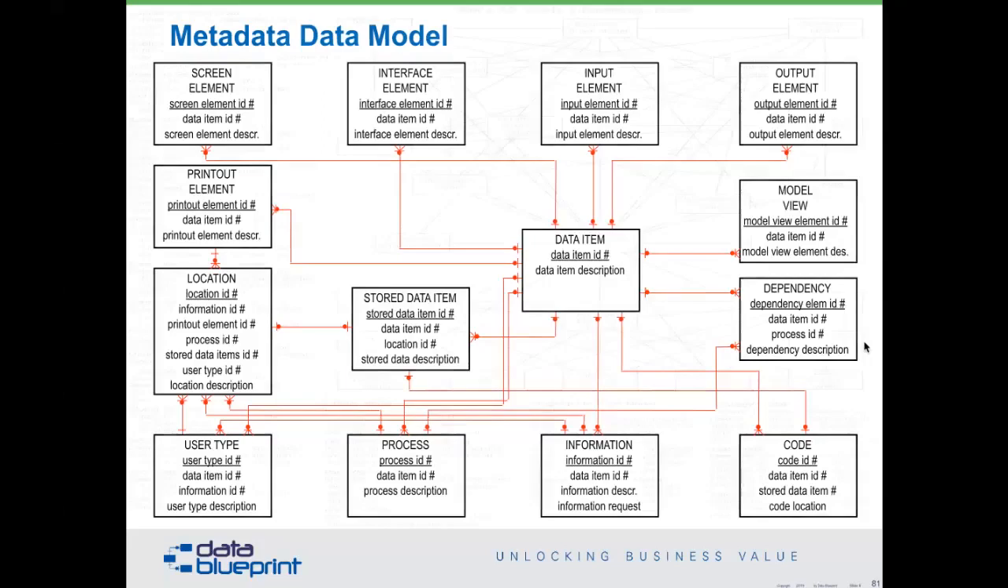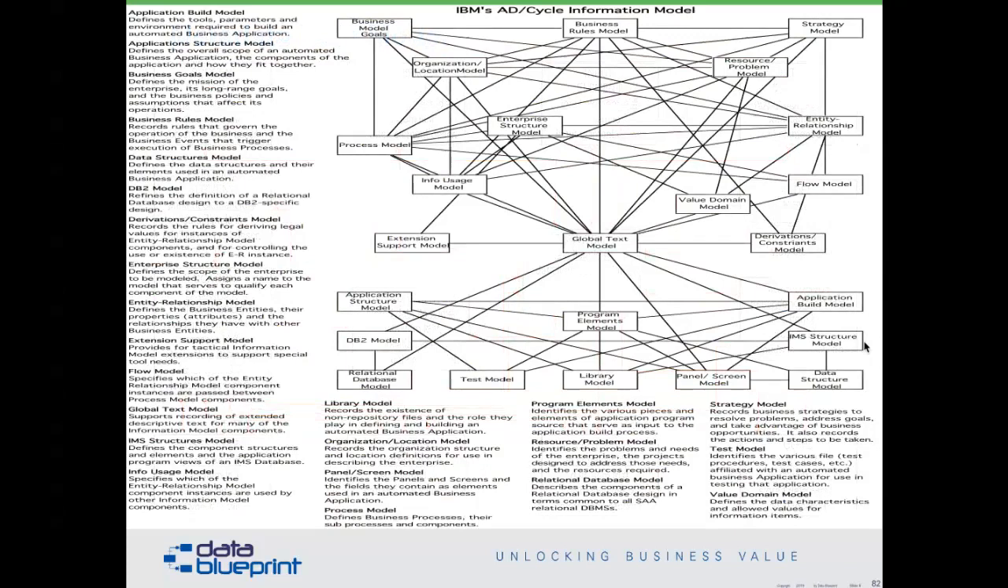Here's the ultimate metadata model. IBM, I think it was in the early 80s, created something called the Application Development Lifecycle Information Model, and they literally have models of all the models that are here. You don't need to invent this stuff. You can go out on the internet and find it and use it yourself. So don't start with having a blank screen of paper. Instead, look at your models and see what you can build on, adapt, and modify from.